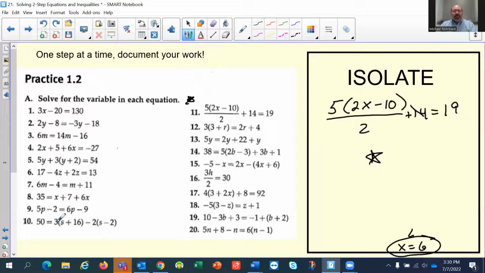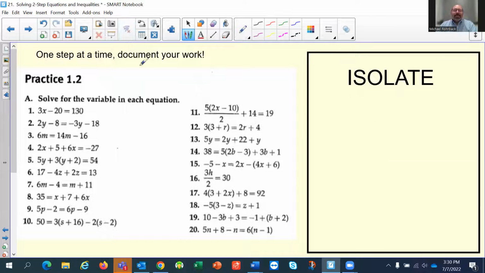Okay, so every one of these questions would have a different interesting thing that you'd have to figure out. Some of them are going to have square roots or squares. Some of them have more fractions. Some of them have positive and negative numbers. Some of them you have to combine like terms before you do anything else.